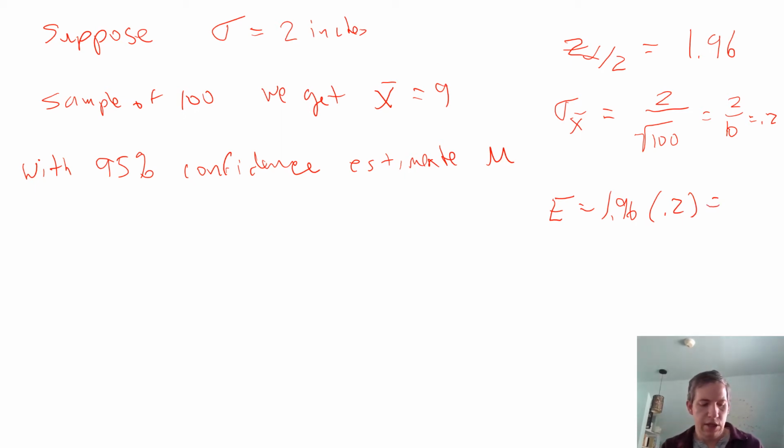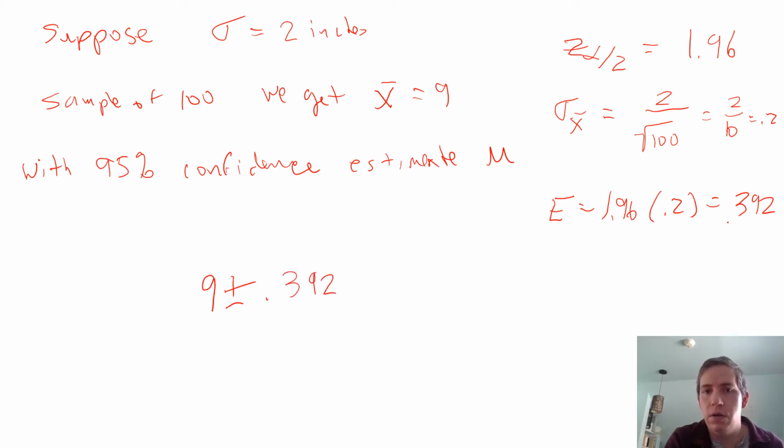And so let me do that calculation really quickly. 1.96 times 0.2 gives me 0.392. What we're going to do then is our confidence interval is going to be the point estimate, 9, plus or minus the margin of error, how far we could be off, 0.392. If I take 9 minus 0.392, I get 8.608. And if I take 9 plus 0.392, I get 9.392. And this is my confidence interval.